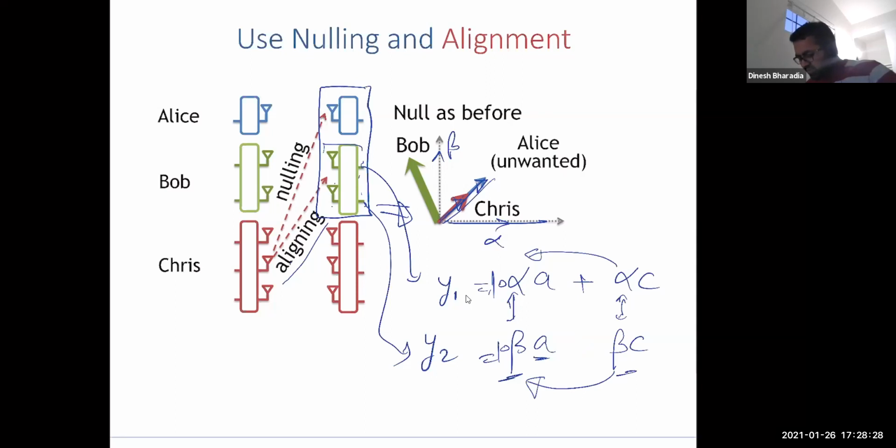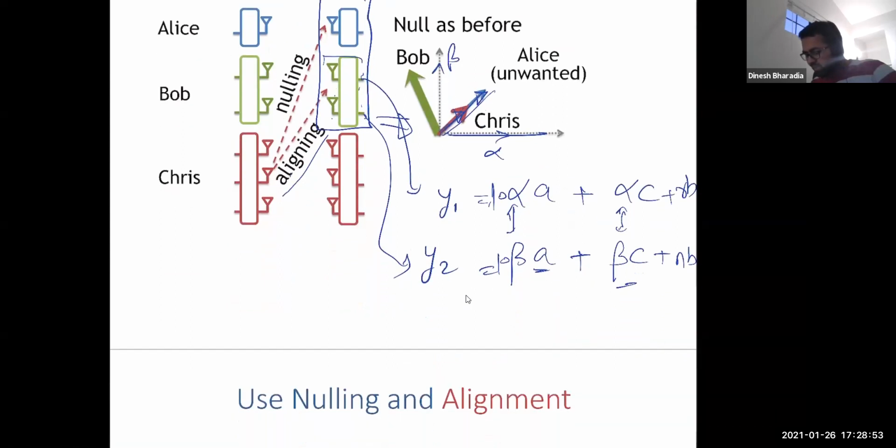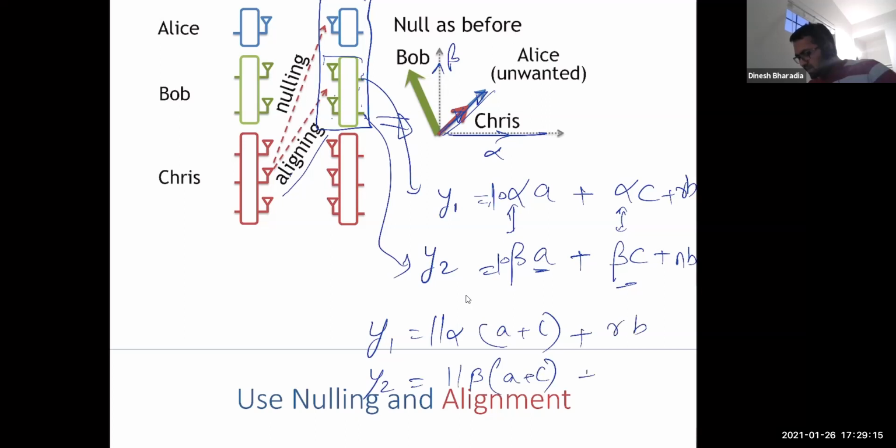Let me just erase a few things. So if I have this identity, plus I have Bob, with some zeta and neta, Bob's signal B. For all practical purposes, I can write Y1 as A plus C times some 11 times alpha, and I can write Y2 as 11 times beta of A plus C, plus gamma B and gamma neta. Correct? Kai, following this?